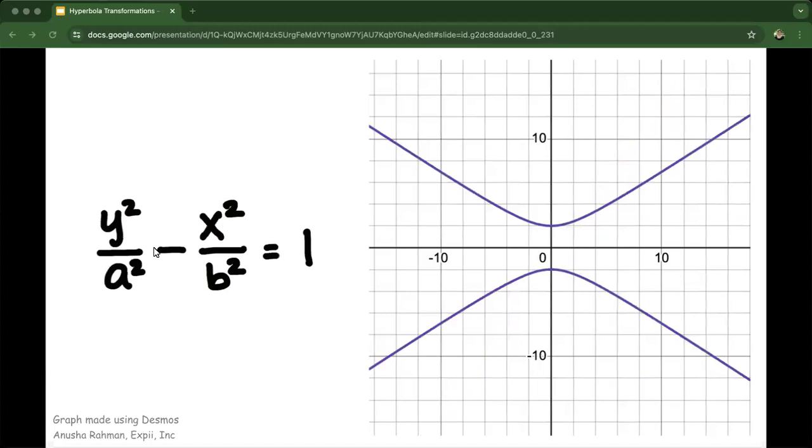The standard equation for a vertical hyperbola with its center at the origin is y squared over a squared minus x squared over b squared equals 1. A is the distance from the origin to the vertices along the y-axis, the vertical axis, and B is the distance from the origin to the vertices along the x-axis, the horizontal axis. The distance from the center to the vertices along the transverse axis, which is the vertical axis, is A, and the distance from the center to the vertices along the conjugate axis, the horizontal axis, is B. The vertices are located at the points 0, positive A, and 0, negative A.